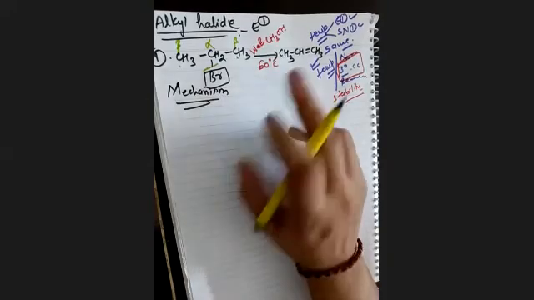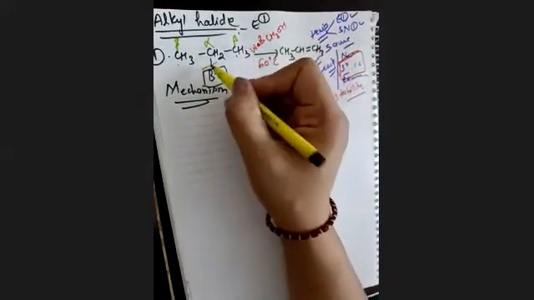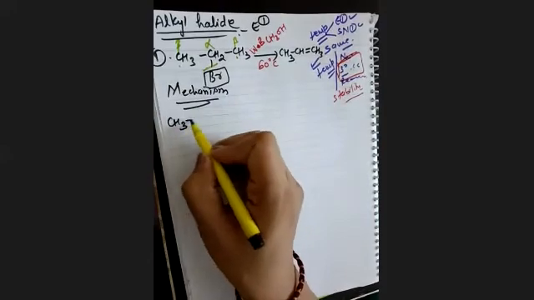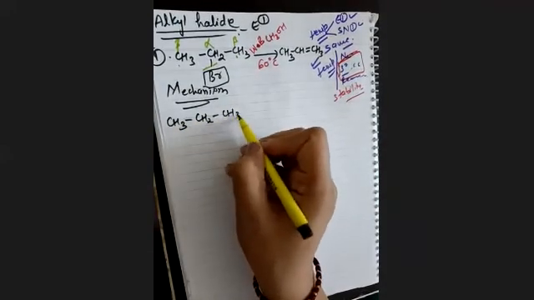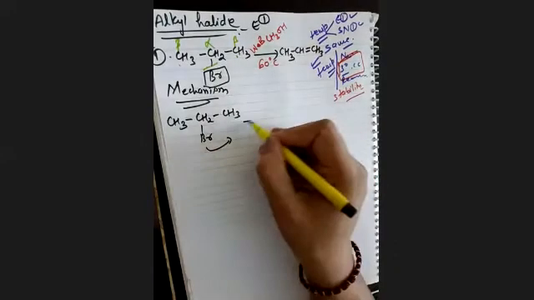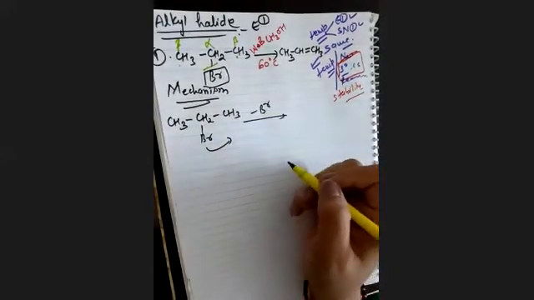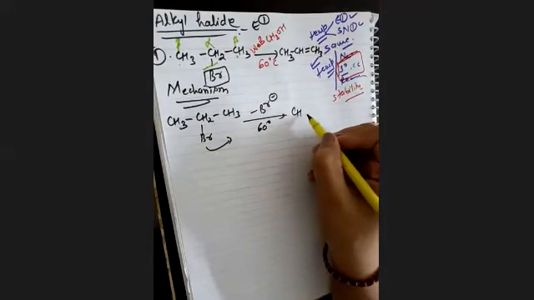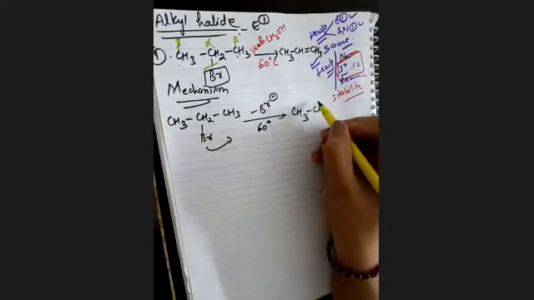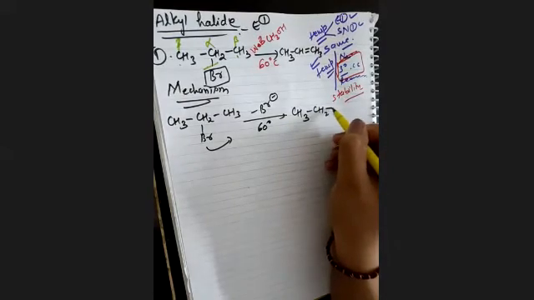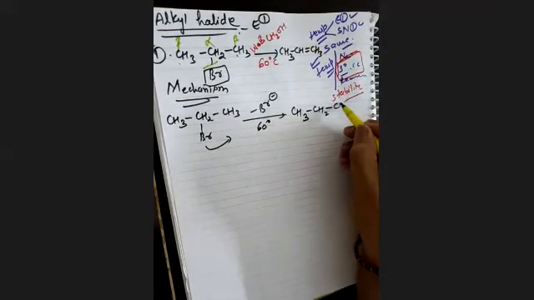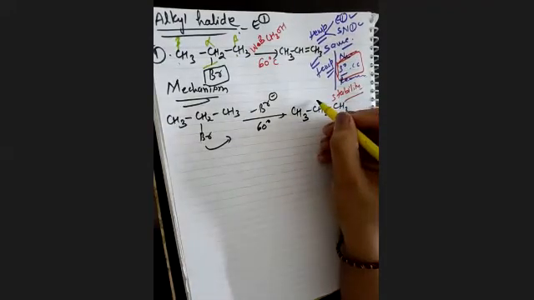Okay. So let's just start with the first step. In the first step, what happened? The bromine will get out of this compound. So CH3, CH2, CH3, this is our main compound. So in the first step, elimination of bromine will take place. So minus Br negative. Okay, 60 degrees is the basic condition. So what will be our product? CH3, CH2, here CH3. So what happened?